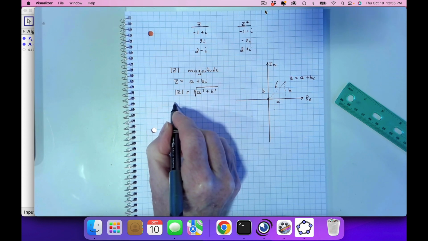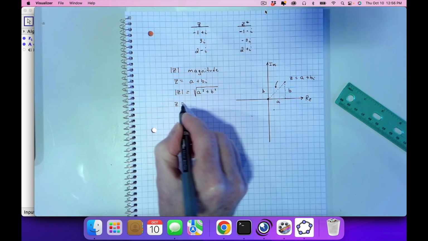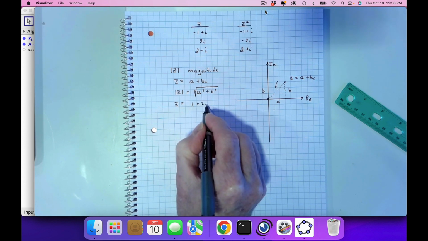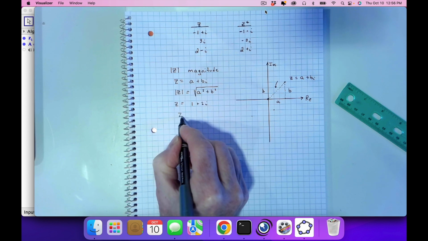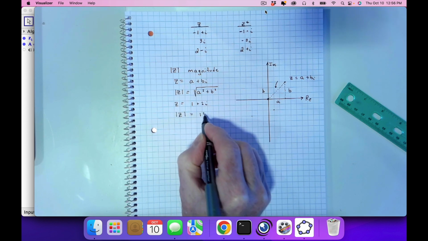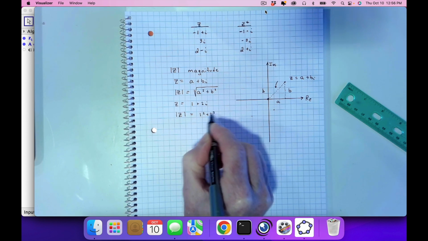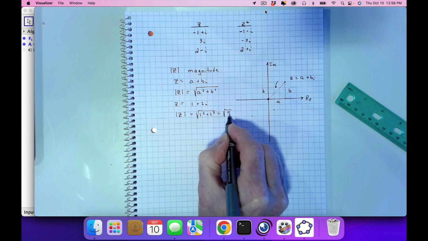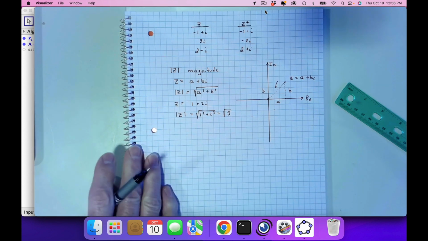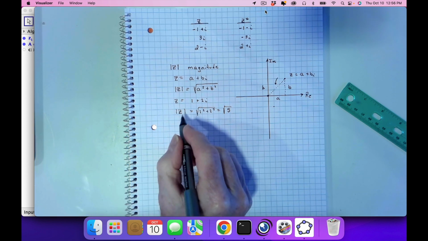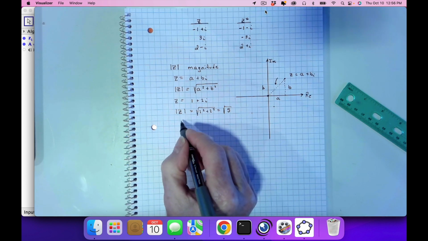So an example of computing the magnitude of a number, if I have 1 plus 2i, the magnitude of this complex number would be the square root of 1 squared plus 2 squared, which is the square root of 5. So complex numbers have magnitudes. Now, back to the complex conjugate.